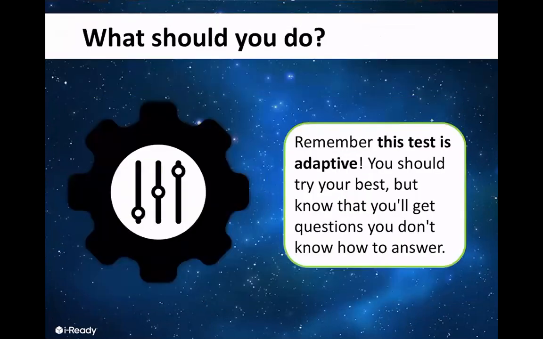Okay. So remember, this test is adaptive. You should try your best, but know that you'll get questions you don't know how to answer. Do not freak out. Do not try and Google them or ask for help. Why? Because that's not going to help you. It's not going to help me.